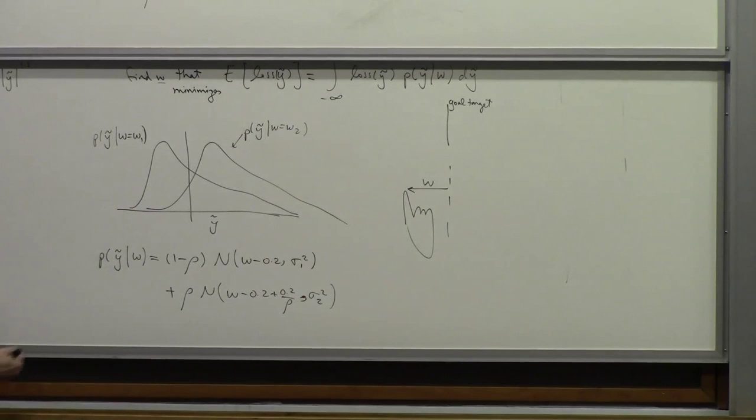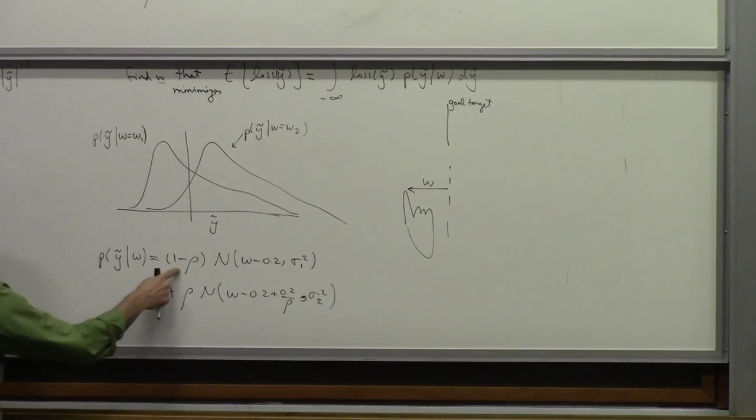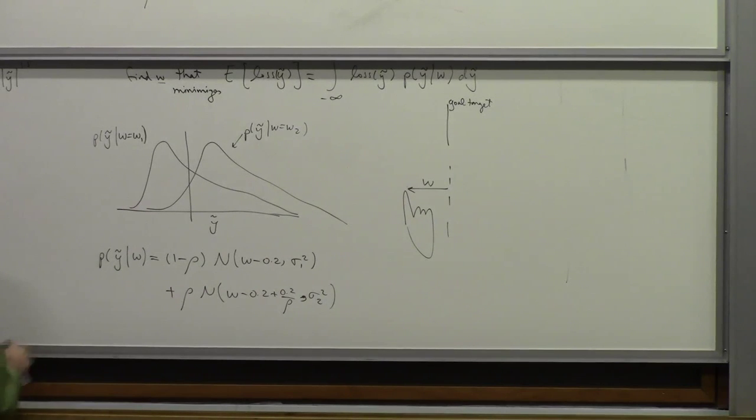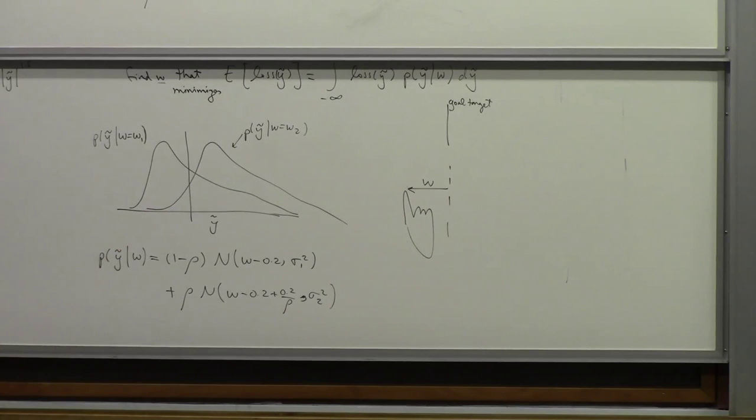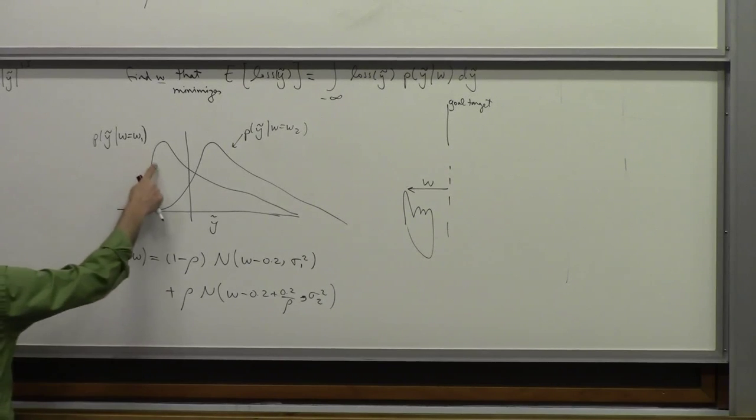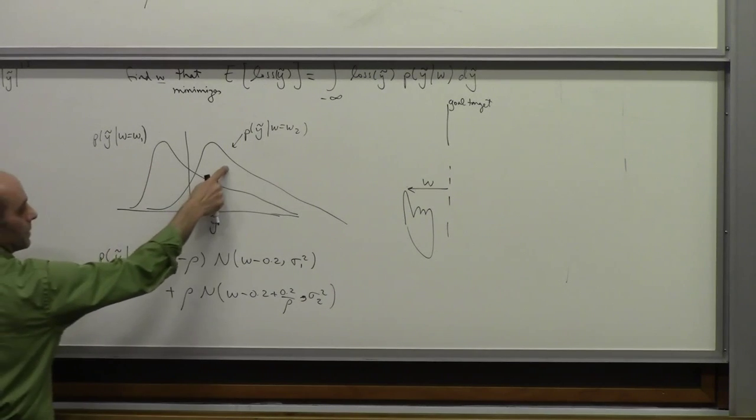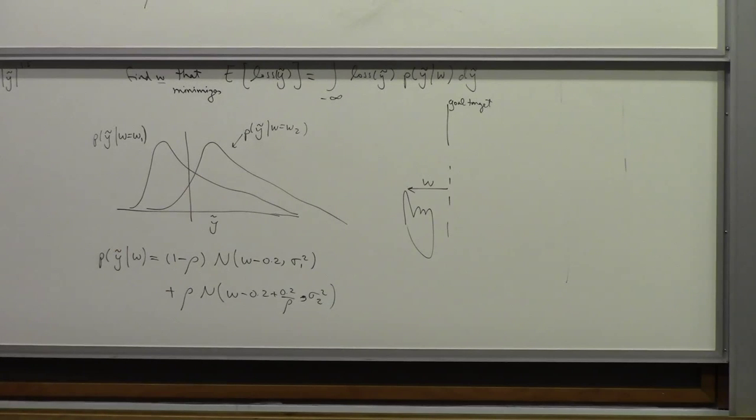So I'm going to have two normal distributions. I'm going to add them weighted by this quantity rho, and that's going to be where the p's are going to go when you place your finger at some place W. So if you place it at W1, the p's are going to go here. If you place a W2, the p's are going to go over there. The sum of two Gaussians.